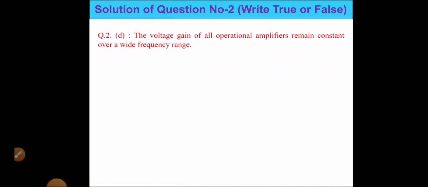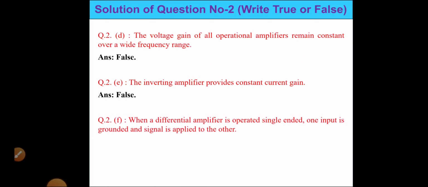The voltage gain of all operational amplifiers remains constant over a wide range of frequency. This is false. The inverting amplifier provides constant current gain. This statement is also false, because the current gain is not constant in the inverting amplifier. It depends on the feedback resistance and input resistance values. When a differential amplifier is operated single-ended, one input is grounded and the signal is applied to the other end. Yes, this statement is true.